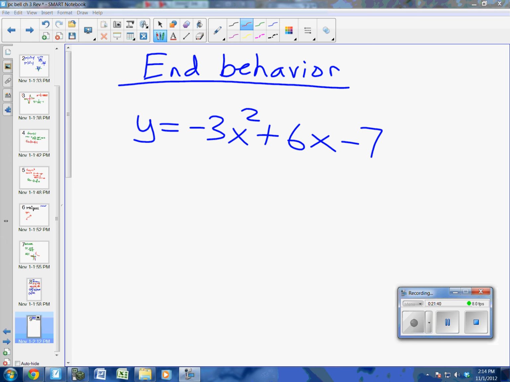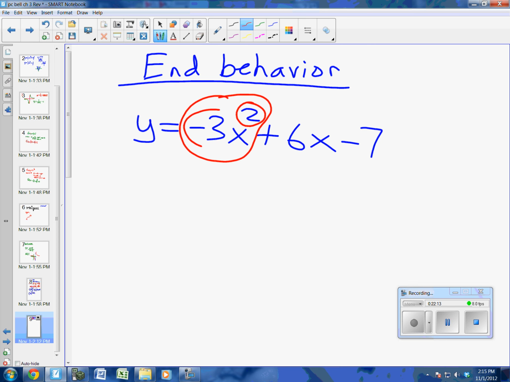If you remember right, all we have to look at to find end behavior is the highest degree term. What's the highest degree term in this one? It's the negative 3x squared. Now, you have to look at two things on that. You have to look at the power, which is 2, and you want to know is it even or odd? It's even. If it's even, they either both go up or they both go down. If it's odd, one goes up, one goes down. It can go either direction depending on the coefficient.